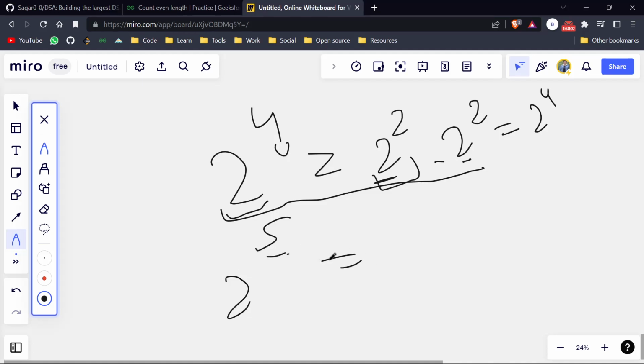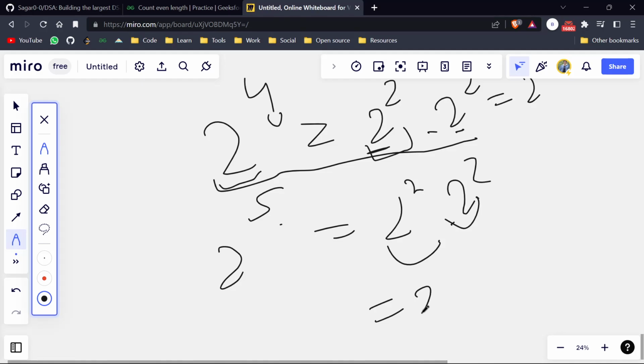So 5 by 2 is equal to 2, right? So it is 2 to the power 2 into 2 to the power 2. This is the value we are finding, and that will be 2 to the power 4. So it is 2 to the power 5 here, but we got our answer as 2 to the power 4. So what can we do now?